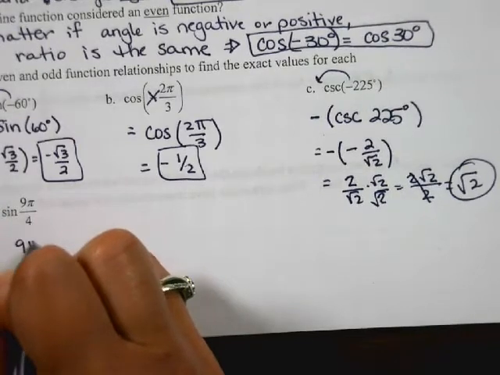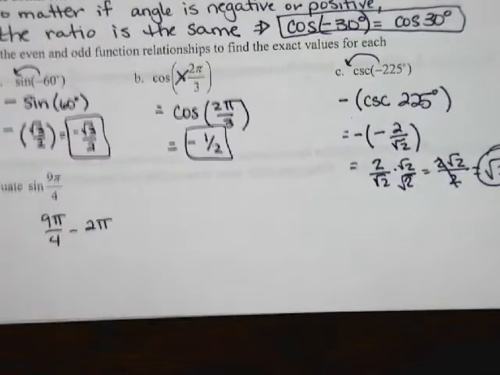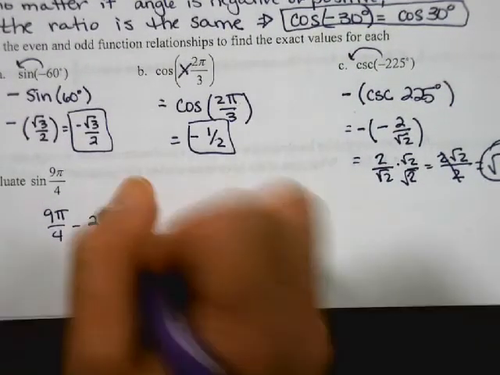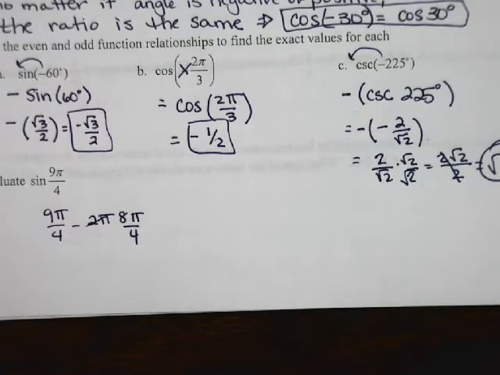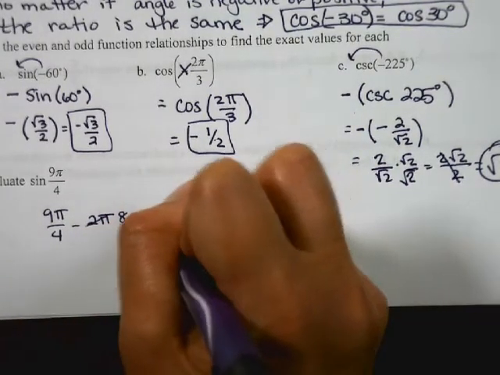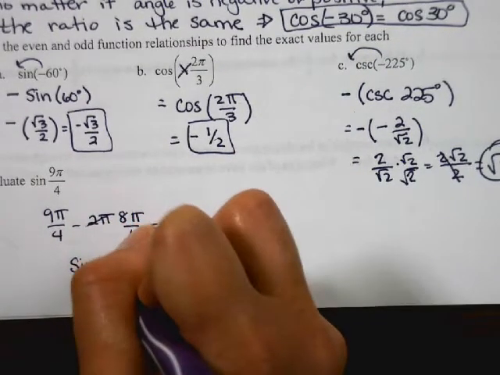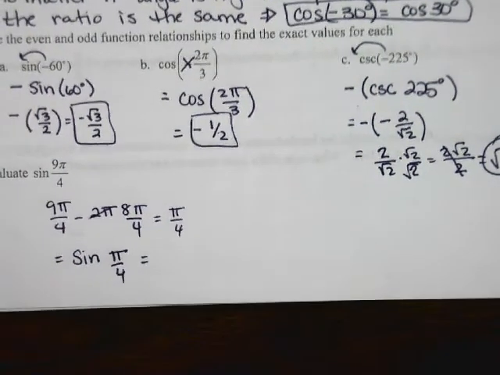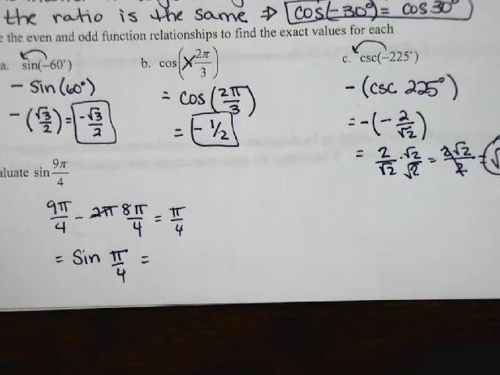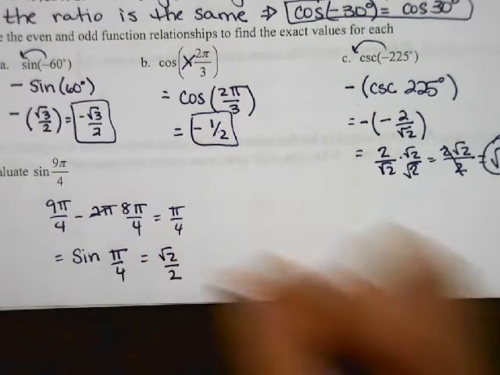So if I take 9 pi over 4 minus 2 pi, this guy would be actually 8 pi over 4 if I get a common denominator. So he's just pi over 4. So this guy is really the sine of pi over 4. And what's the sine of pi over 4? Root 2 over 2.